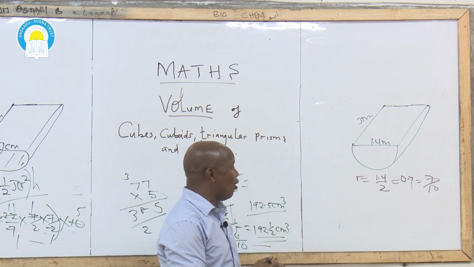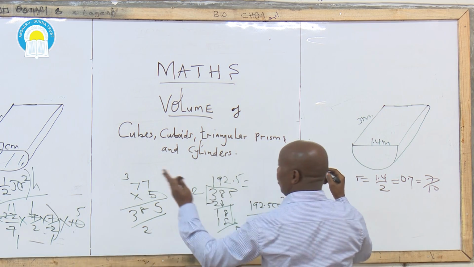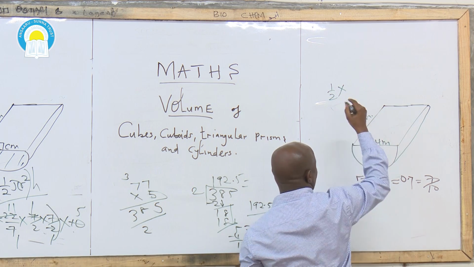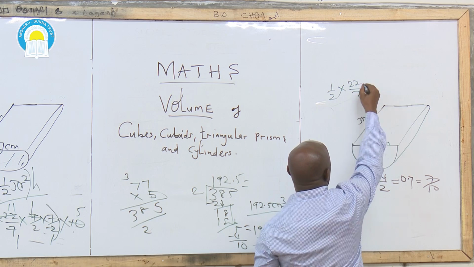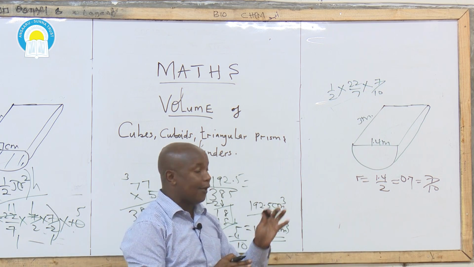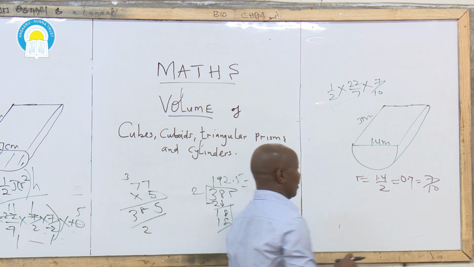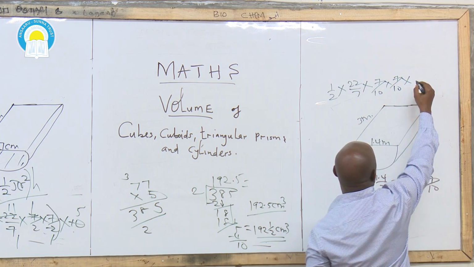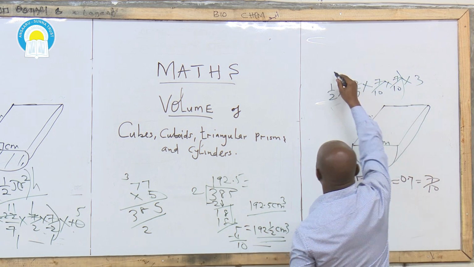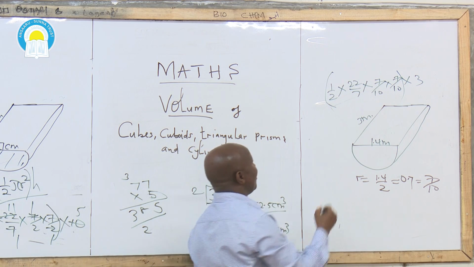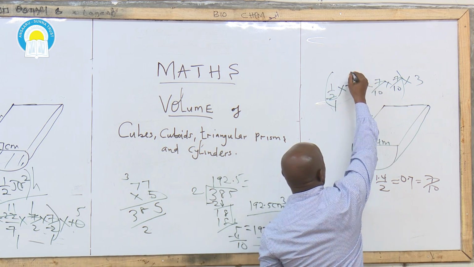So now, area of a semicircle, which we said is half πr squared times h. Now we have a half, π is 22 over 7, radius now 7 over 10 instead of using 0.7, to avoid confusion for the students, times again 7 over 10, then times the length, which is now 3 meters. This is the base area, the area of the cross-section, multiplied by the length. When you simplify by 2, 1, by 2 here we get 11.